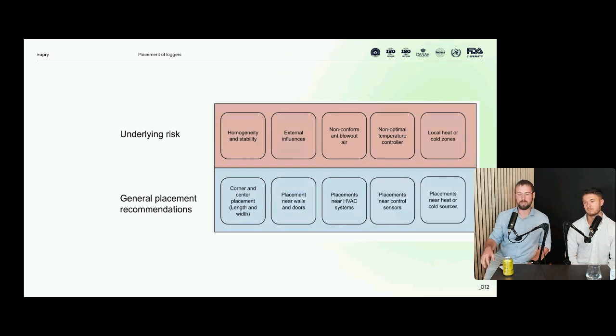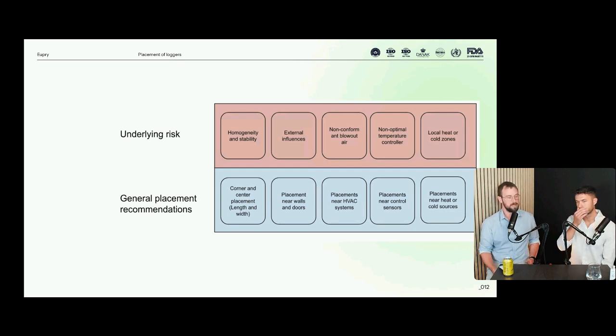So at the bottom here, you see some of the general placement recommendations that the guidelines will provide you with. And on the top, there's the underlying risk. A really good example is that the guidelines often have a recommendation that you should place data loggers in the corners and center of the placement, and they'll have a maximum distance between data loggers where you need to place them. Well, the underlying risk to that is that the homogeneity and stability of temperatures inside the volume is not within specifications. So if you understand that, you can use that and rationalize where you place your data loggers.